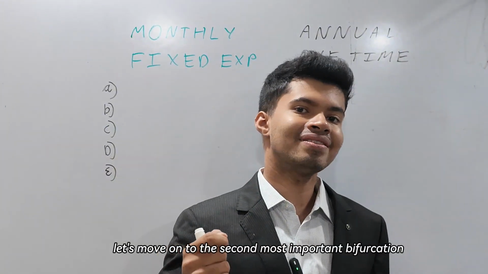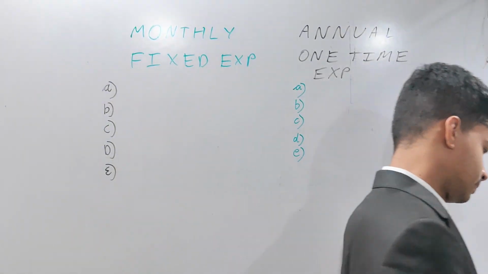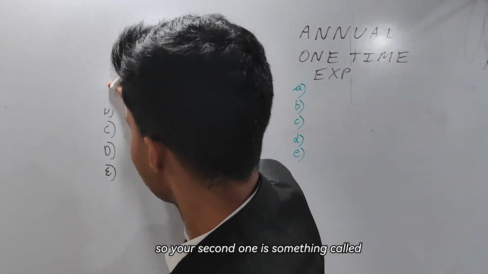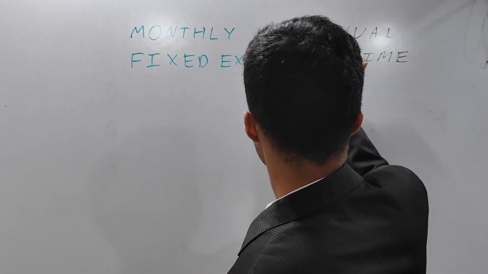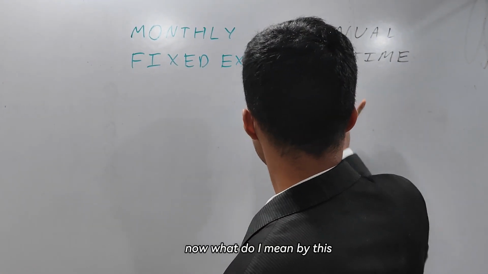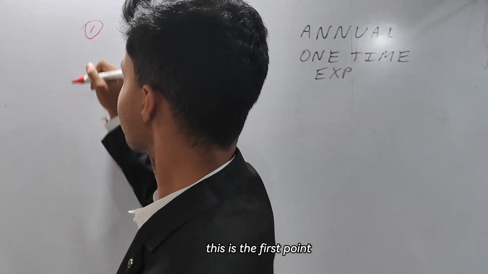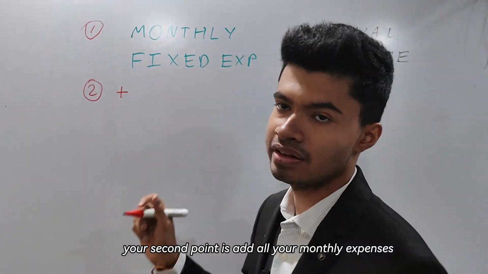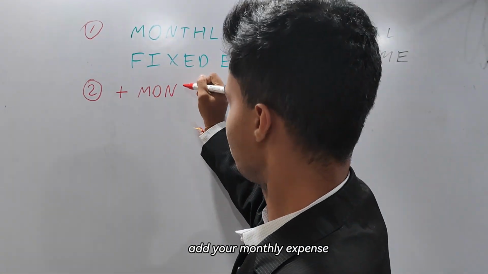So let's move on to the second most important bifurcation and point here. Your second one is adding up all your monthly expenses. Now, what do I mean by this? As I've written the first point here, this is the first point. Your second point is to add all your monthly expenses.